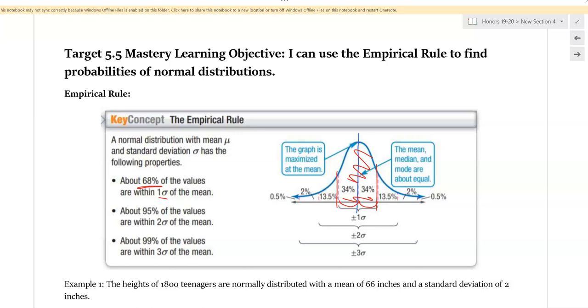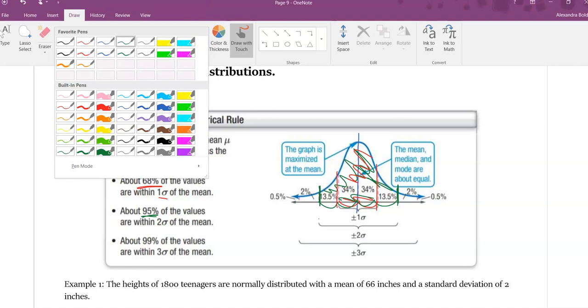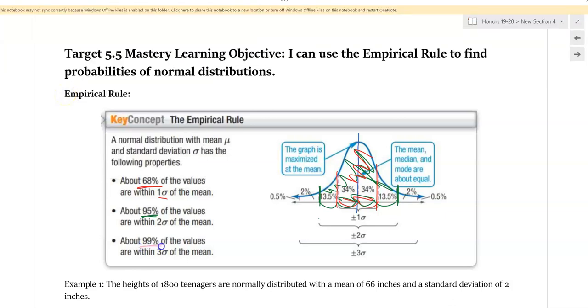Same thing next, we have 95% within 2, right? So if I go 1, 2, and 1, 2, it gets me to this line. This whole area is 95% of the people. And last but not least, 99% are within 3, right? So 1, 2, 3, 1, 2, 3. This whole area gets shaded in with 99%.